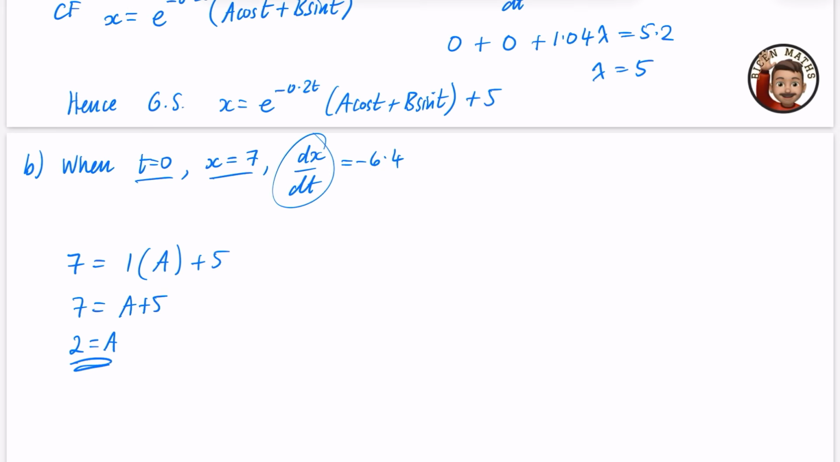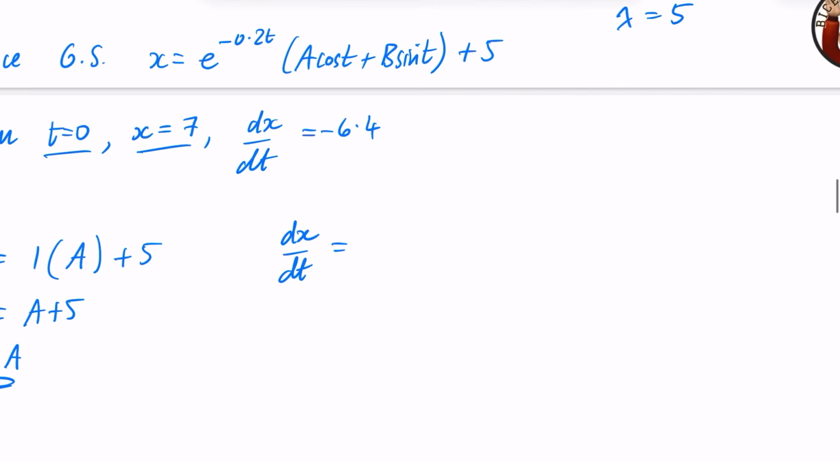So to use this fact, I'm going to have to take the equation and differentiate it, okay? So dx by dt. I will start off by differentiating this and keep this. Then I will keep this and differentiate this. This is going to differentiate to just nothing, it's going to go to a 0. So I said I was going to start off by differentiating the e to the minus 0.2t. That'll be minus 0.2 e to the minus 0.2t, (a cos t plus b sin t).